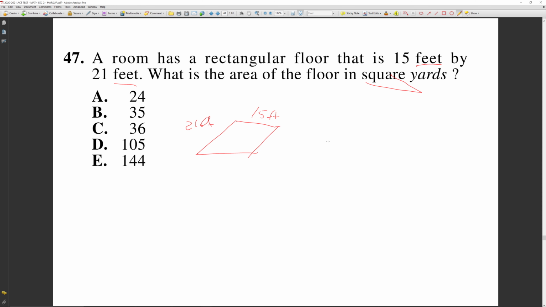So the best thing to do is just convert everything into yards first. 15 divided by 3 gives me 5 yards. 21 divided by 3 is equal to 7 yards. 5 times 7 is 35 square yards. Answer is B. So in reality, this actually took about 15 seconds. That's what I'm talking about.